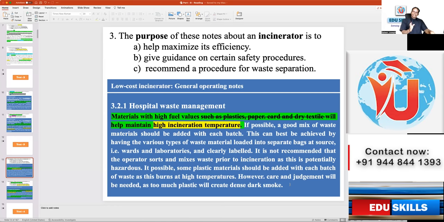This definitely is a challenge. This is the highest competency required: the gist or main idea question. You don't have a direct answer here. Maybe the person discussing waste separation recommends a procedure for waste separation. They're recommending a procedure. But is it the main idea, the purpose of these notes? No, it's not the purpose. The purpose is to achieve high incineration temperature, and this is the means for that.